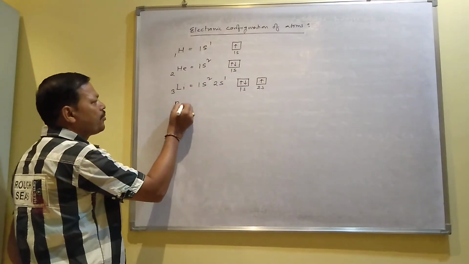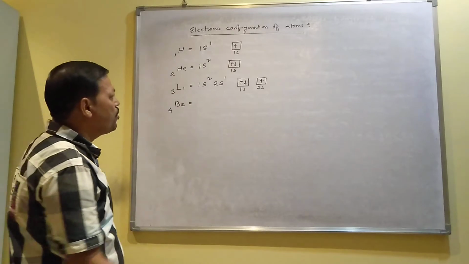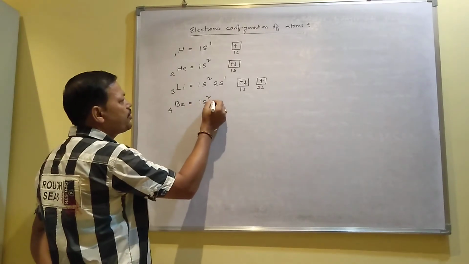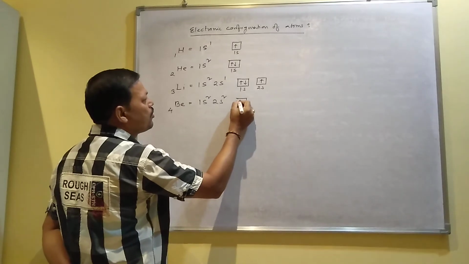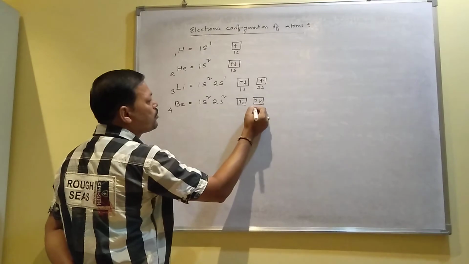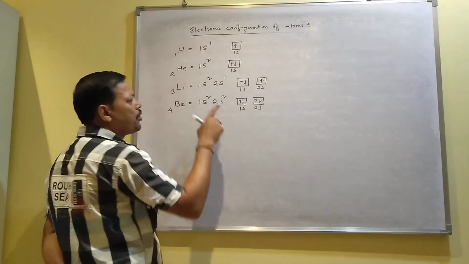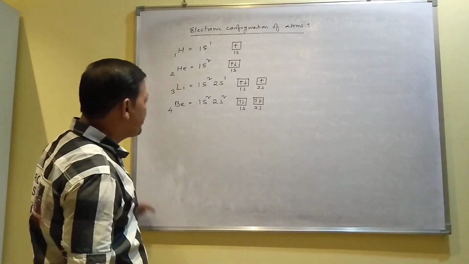Then beryllium. Beryllium contains 4 electrons because its atomic number is 4. So 1s has 2 electrons, then 2s has 2 electrons. I mean both are filled up now: 1s2, 2s2. Now you cannot enter more electrons in 2s. 2s is filled up. Now you move to another orbital.